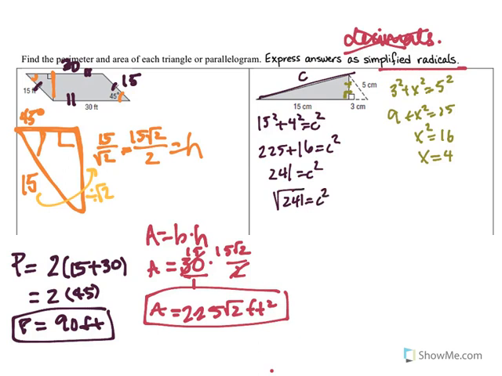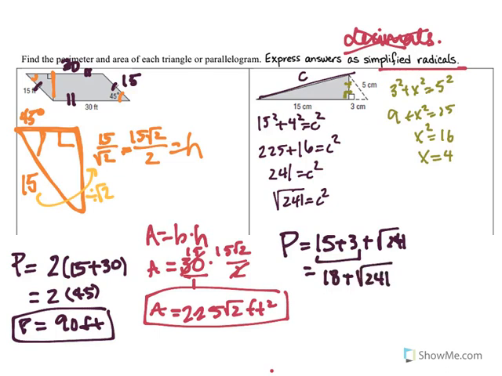So if I'm going to do perimeter, I'm going to say perimeter is going to equal all the sides added up. 15 plus 3 plus root 241. Yeah, that's a number. That's an okay number. I cannot combine all three of those. I can only combine those two. So that gives me 18 plus root 241. And that's my best answer. So perimeter is that, in centimeters.